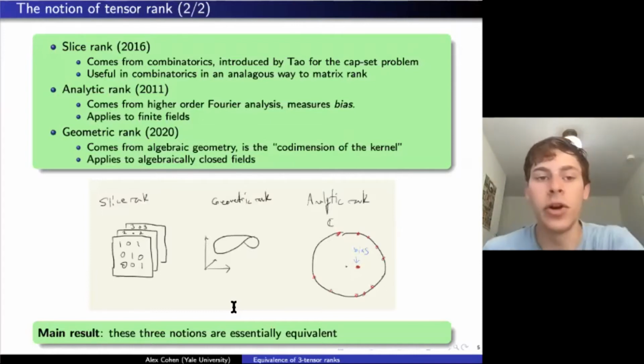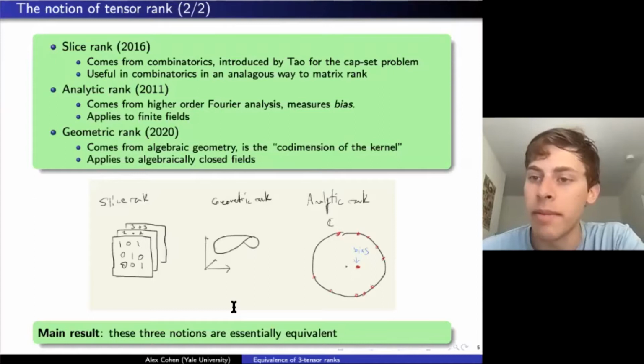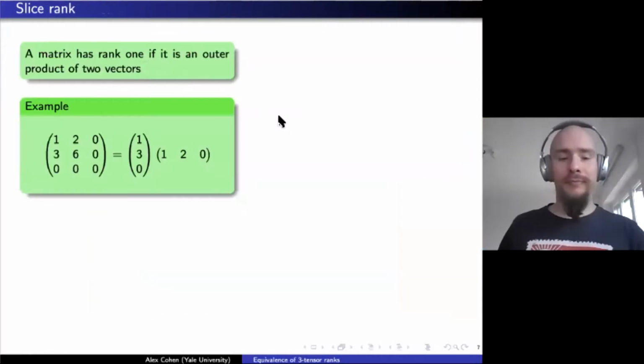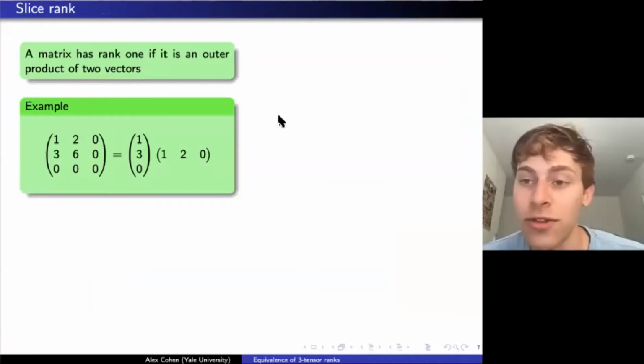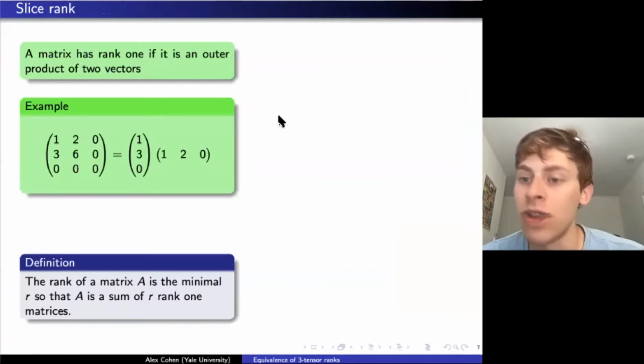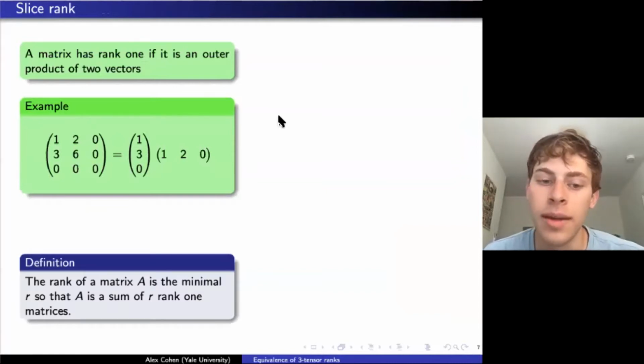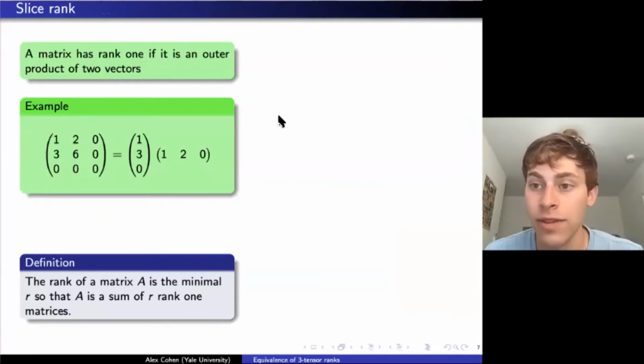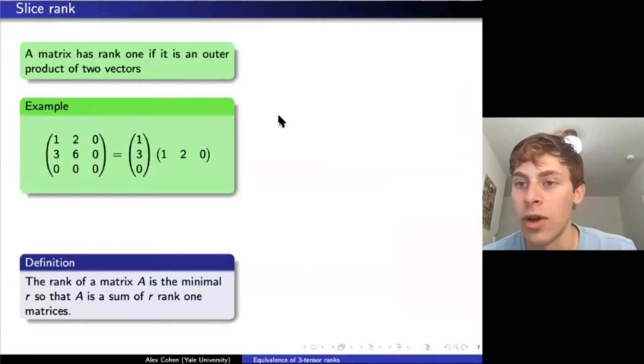Okay, so the slice rank generalizes the following definition of matrix rank. A matrix has rank 1 if it's the outer product of 2 vectors. And then, once we know what the rank 1 matrices are, we can define the rank of any matrix by saying the rank is the minimum number of rank 1 matrices so that we can write it as a sum. So the matrix has rank less than or equal to 5 if we can write it as a sum of 5 rank 1 matrices.